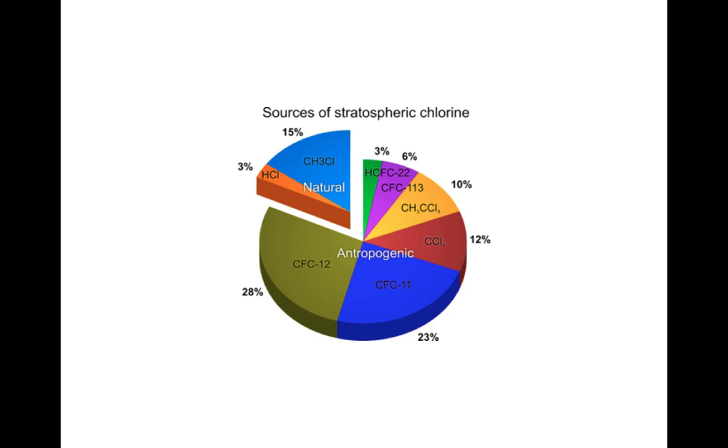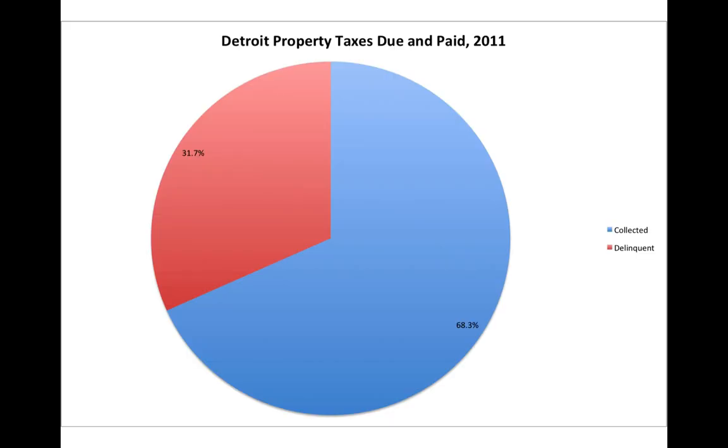Pie charts can be useful if you're trying to show a percentage of a whole. As an example, here we have the amount of property taxes in Detroit that were due and were paid in 1 year. What you can see is that about 69% of people paid their taxes, and about 31% failed to, so they were delinquent. That's not a bad use of a pie chart, but it's not really necessary. You could just say that 31.7% of taxes in Detroit were not paid in 2011.